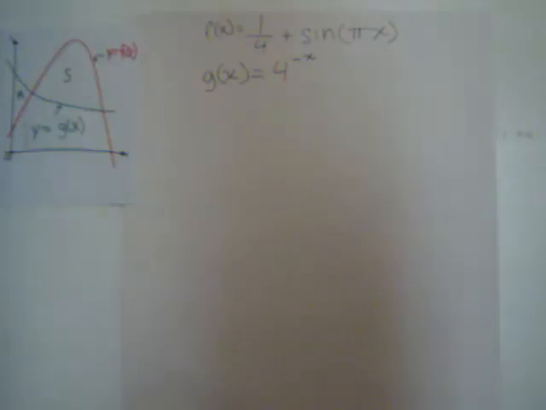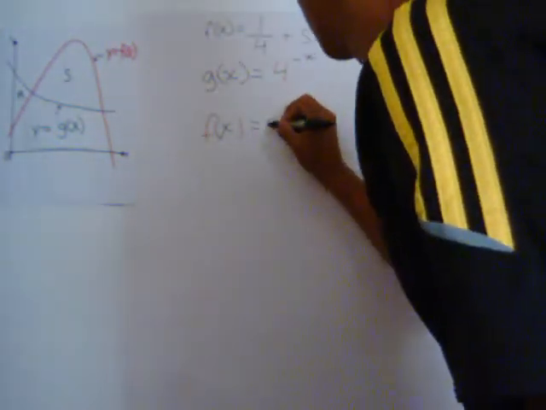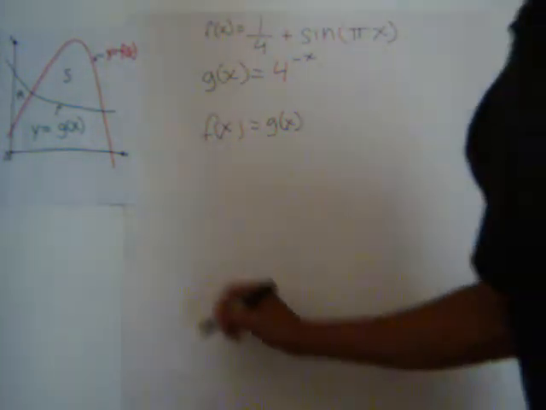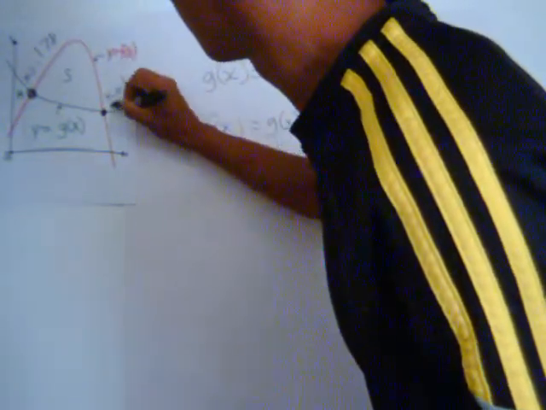Before we even start the problem, we're going to find our intersections. To find your intersections, you have to set f of x equal to g of x. You can plug these two equations into your graphing calculator, and then you get your intersections to be at x equals 0.178 and at x equals 1. Those are the two points where R and S intersect.